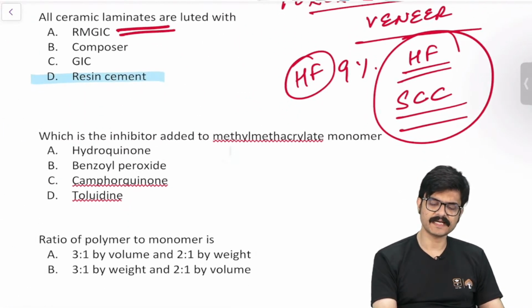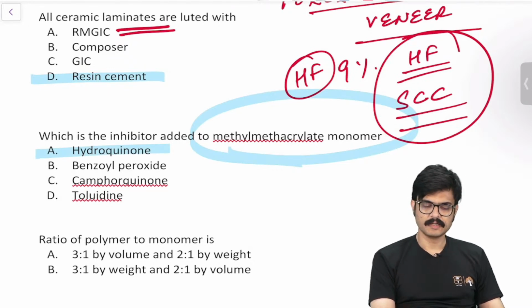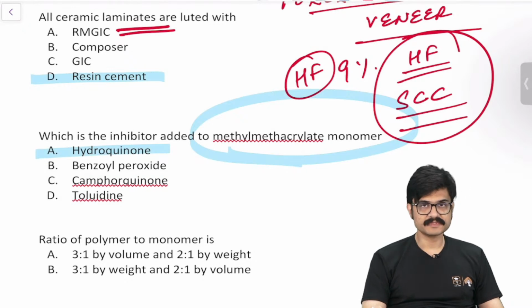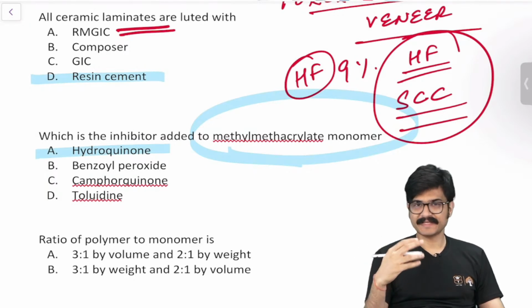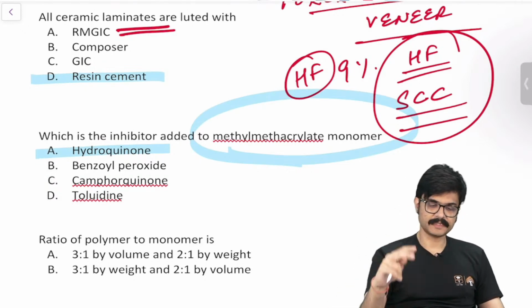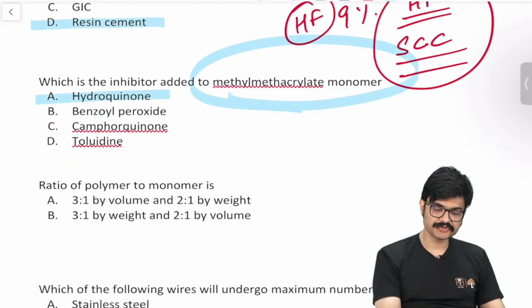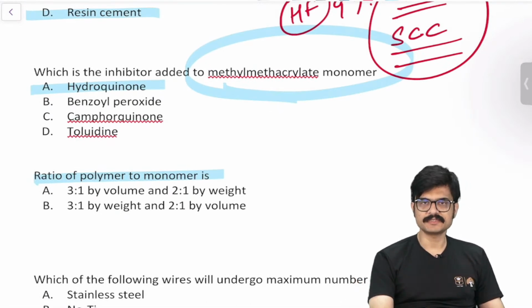What is the inhibitor added to methyl methacrylate monomer? Hydroquinone. That's your often repeated MCQ, right? This chapter of dental polymers has somehow become a favorite of the INI people. In May INI also, they asked questions on the Knoop hardness number, the tensile strength of polymethyl methacrylate, and now they're asking plasticizer, inhibitor in methyl methacrylate, and also the ratio of polymer to monomer in acrylics. Often repeated MCQ coming time and again for the past 12 to 15 years.